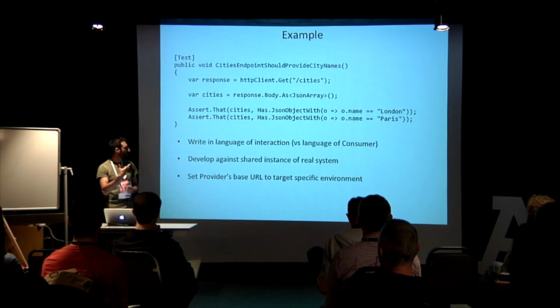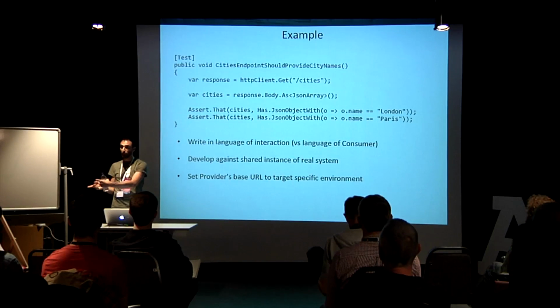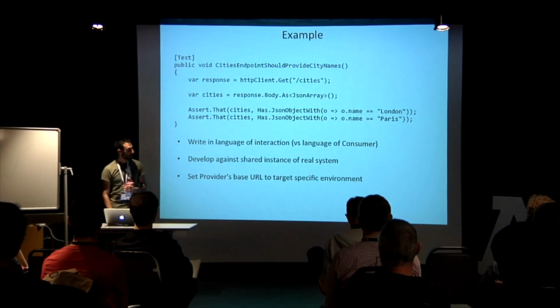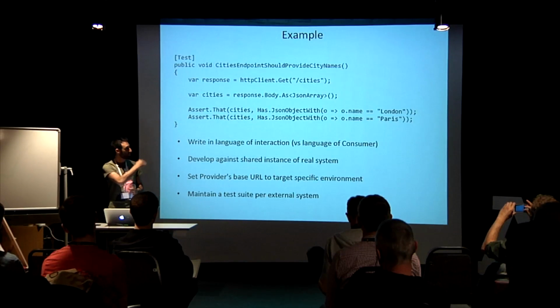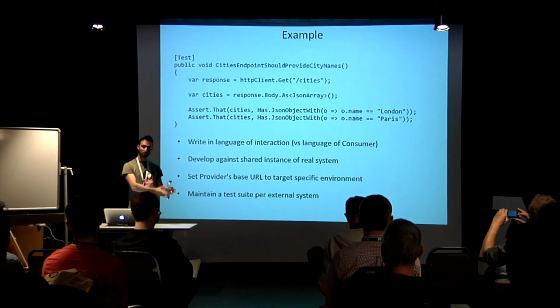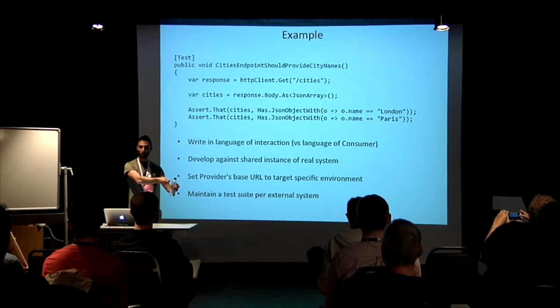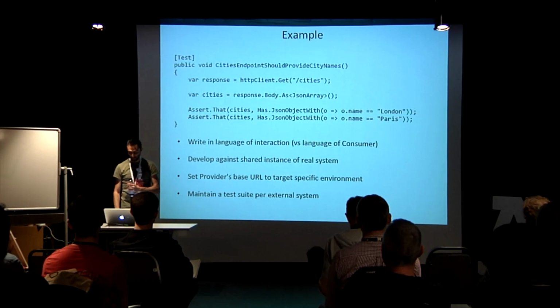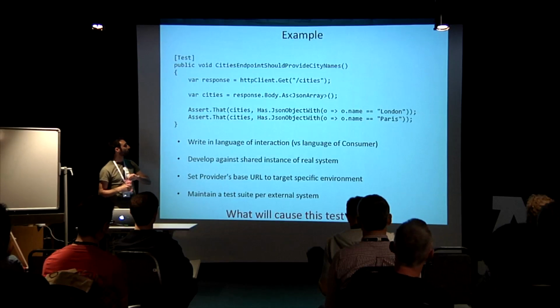You're able to set the base URL for the provider before you run the test, so you can essentially point this test to any environment you want, be it QA or staging. And one of the practices that we followed was to maintain a test suite, these contract tests per external system. So we could essentially choose when was the right time to run these particular contract tests for one of these systems we integrated with, because we had multiple systems that we were integrating with. So the question for you guys is, what would cause this test to fail?